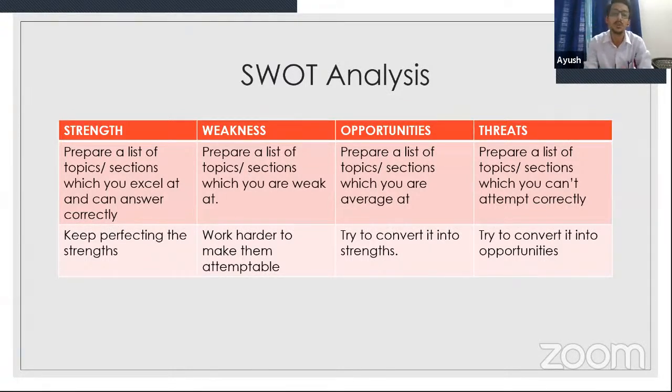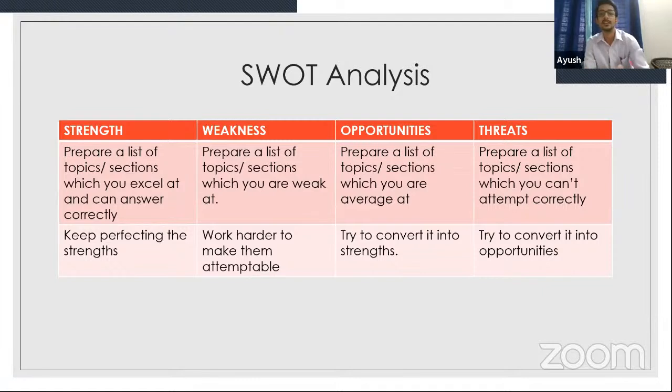Opportunities means those topics and sections where you are average at but you can improve. Now this is your task, this is your duty to convert these into your strengths, which means where you are average, you become master in it, right? If you're average in history, become a master of history. If you're average in abbreviations, become a master of abbreviations. Again, if you're average in logical aptitude or critical aptitude, then you have to master yourself. So this is your task, this is your goal, right?